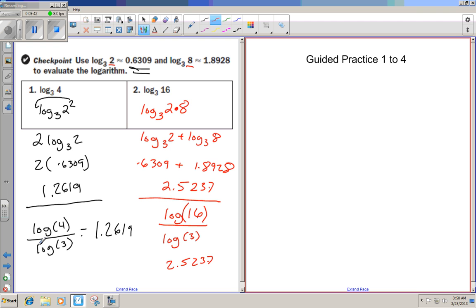All right, guided practice 1 to 4. We're not going to do all of them. For time's sake, I don't want this video to take too long. Let's take a look at number 1. Now you should be following in your book as well, so I don't have to write everything down. Number 1 says to do the log base 6 of 5/8. And in the directions, it tells you what some of these logarithms are.